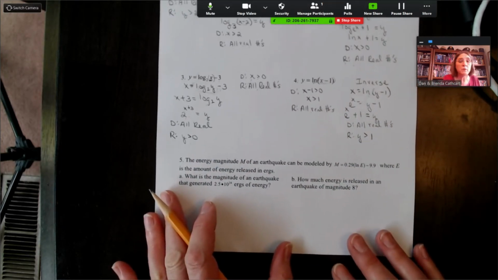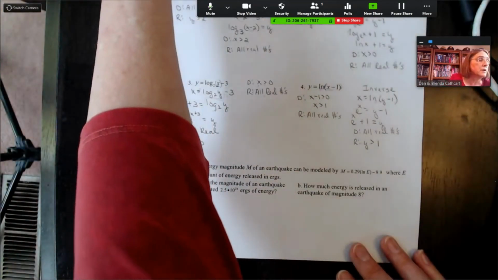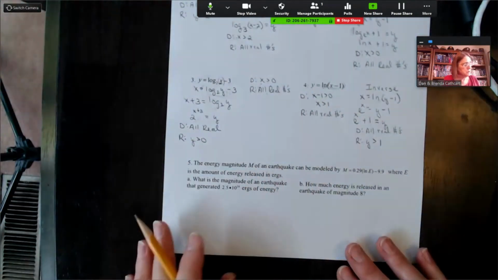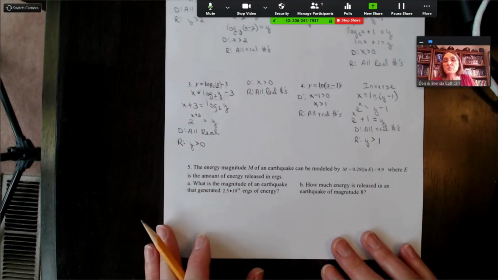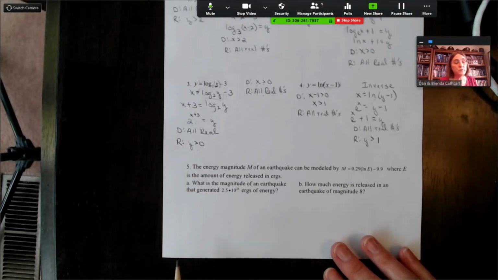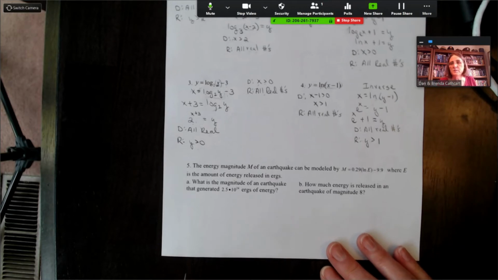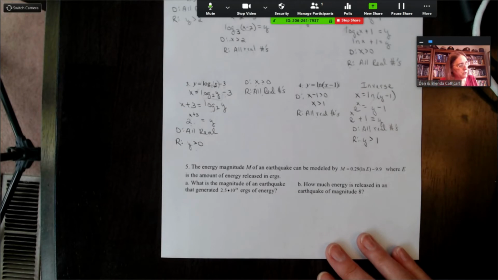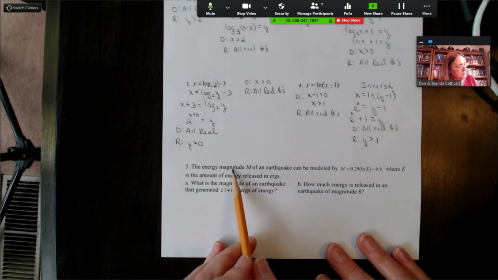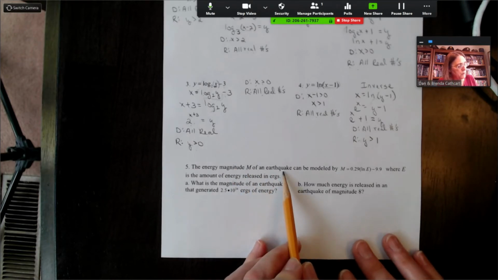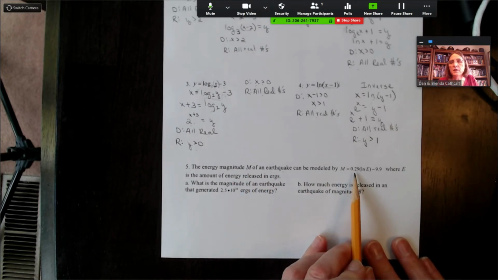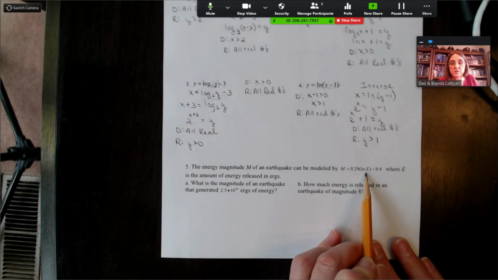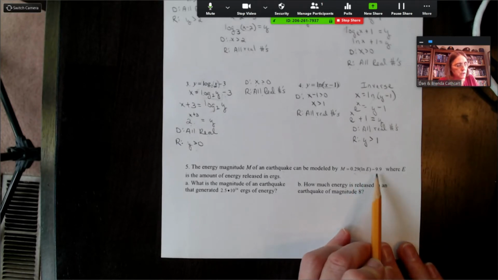Okay, so we have some examples now of some applications. This one happens to be the magnitude of an earthquake. This scale is based on a logarithm scale. It's one of many applications that use logarithm scales. In this case, the energy magnitude m of an earthquake can be modeled by m equals 0.29 times the natural log of E, the energy, minus 9.9.